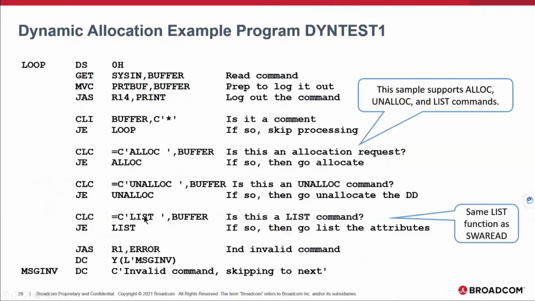The main driver of the program here is right here. We read the record in, and we honor these verbs, allocate, unallocate, and list. Anything else, we'll get an error. So if we go to allocate, we'll go to this label called ALLOC, or if it's unallocate, we'll go to this label called UNALLOC.